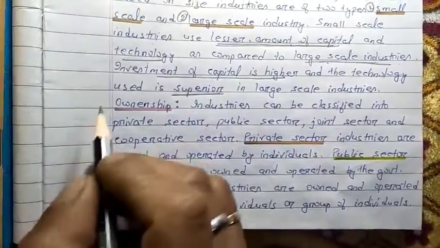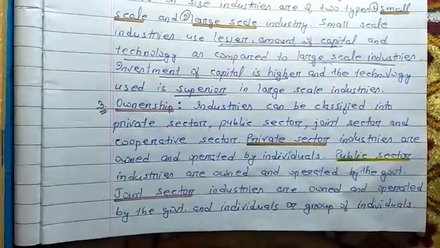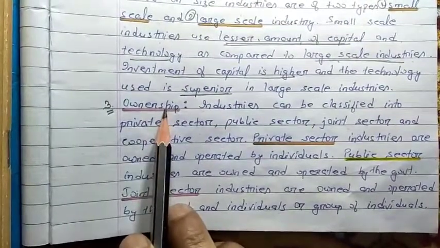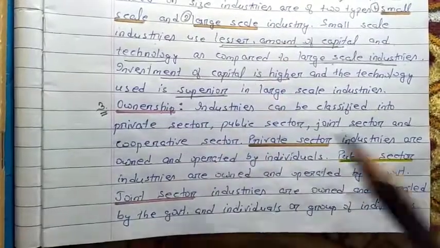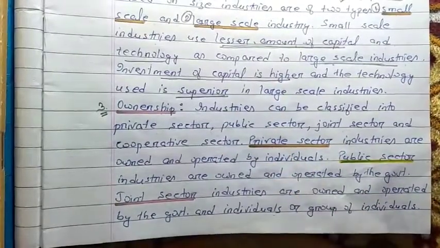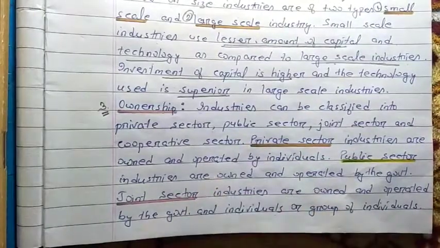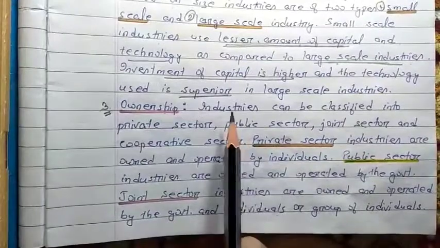Now comes the third ground on which the industries can be classified, that is ownership. Ownership means to whom it belongs. Some industries belong to an individual, some industries belong to the government, and some industries are run jointly by the individual as well as the government. So that is the meaning of ownership.